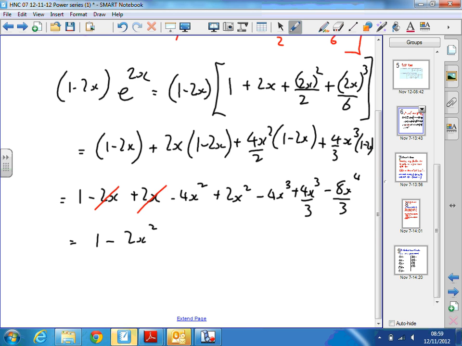Then the x cubed terms, we've got 4 over 3x cubed minus 4x cubed. 4x cubed is like, if we make it into thirds, it's like 12 over 3, so that's 4 over 3 take away 12 over 3, leaves us minus 8 over 3 x cubed. That's the x cubed sorted out, and then we've just got one term involving x to the 4, so that's minus 8 over 3 x to the 4. And barring little arithmetical slips, that ought to equal the answer in the textbook. Does it?